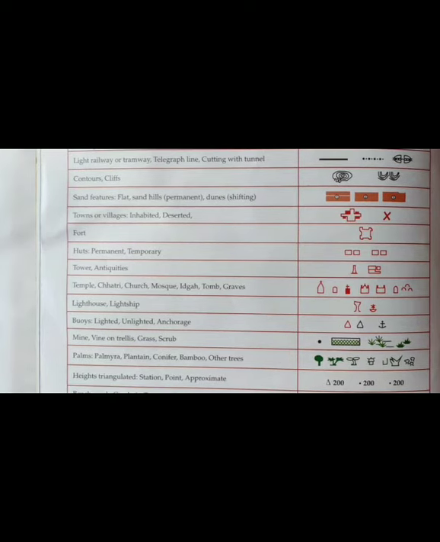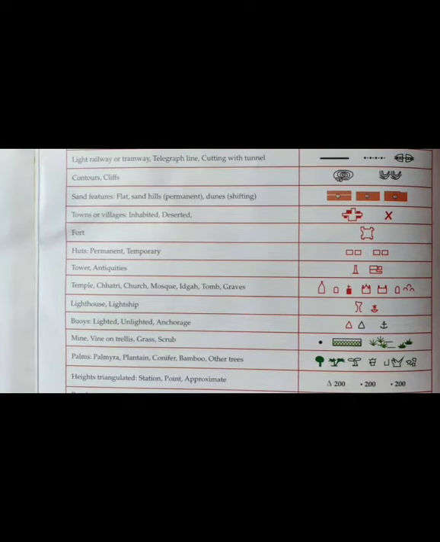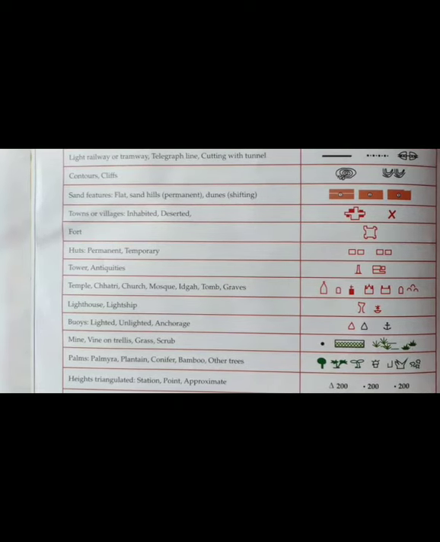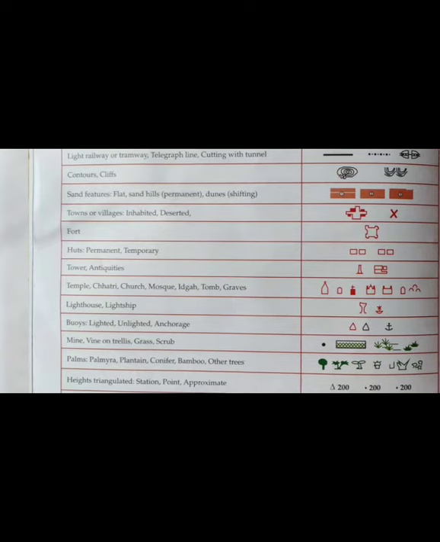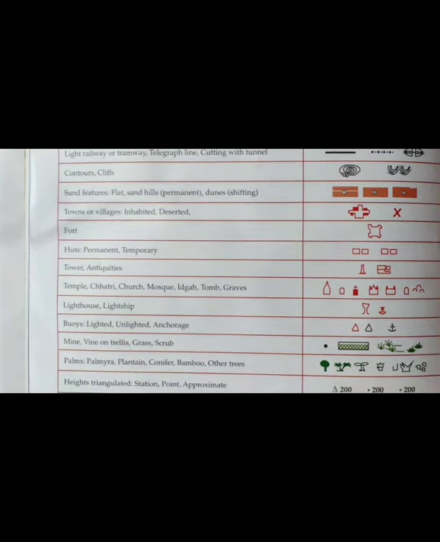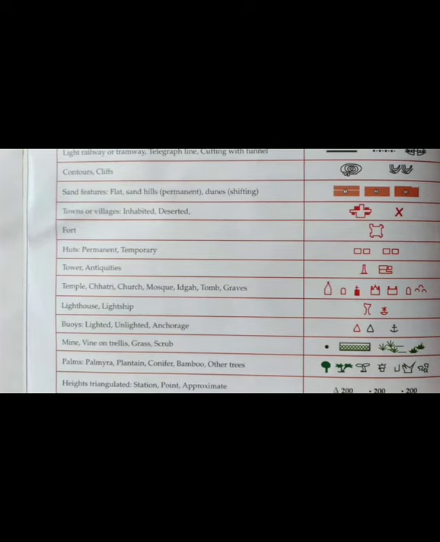These symbols are used for buildings, settlements, towns, or villages. These are called settlements, where people are inhabited. These are the symbols we can see. And the cross sign is for the desert, where there are no villages or settlements.